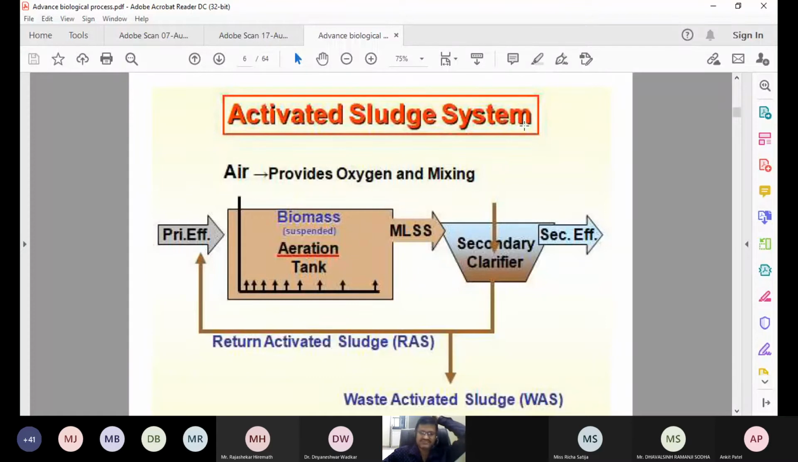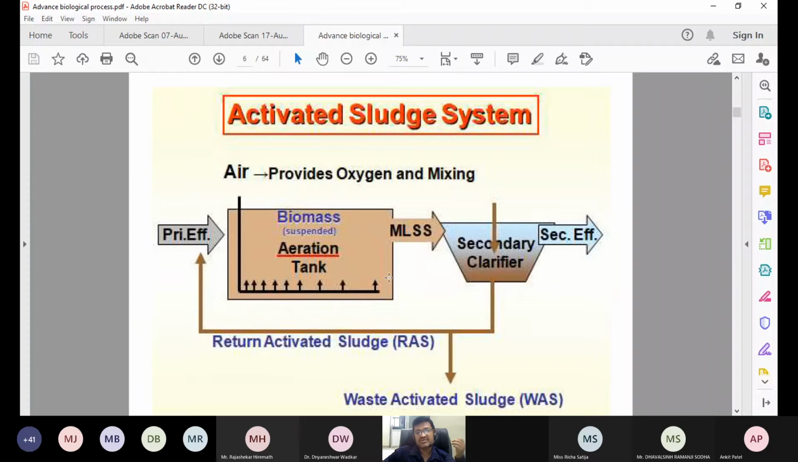So what we are doing is using the same reaction, the nature's way of cleaning, in a tank. Here we are doing that in this tank. The sewage effluent is coming into the tank, and we are aerating it.